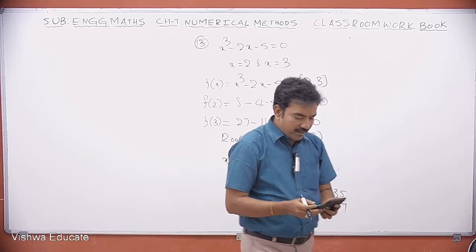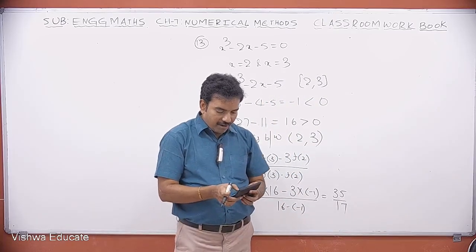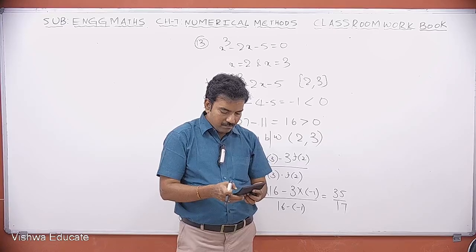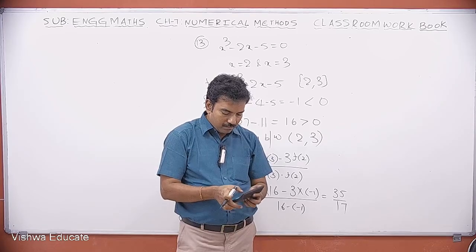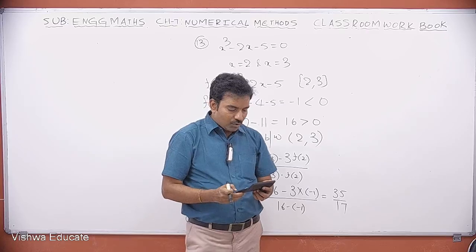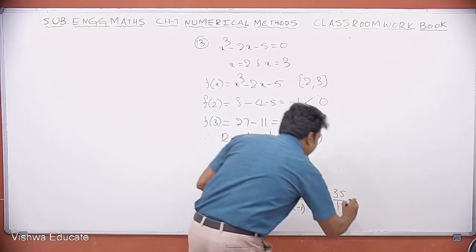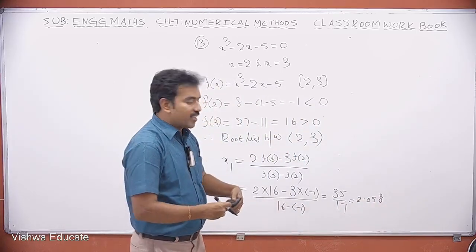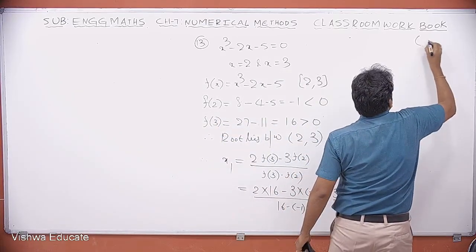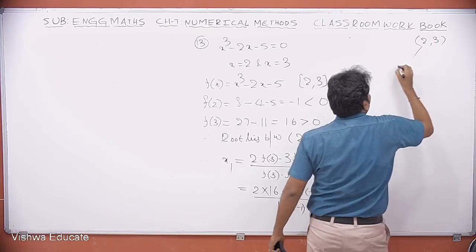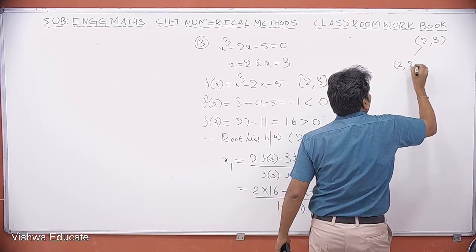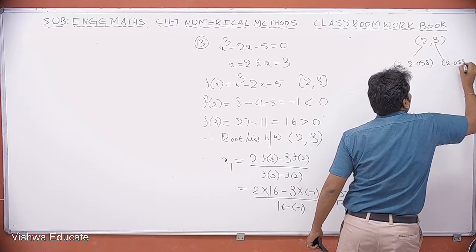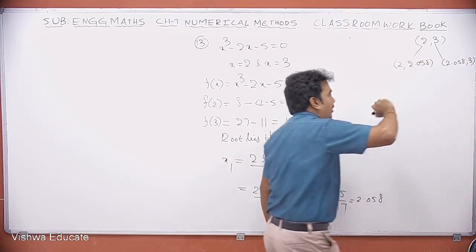Now let us simplify this. So it is 35 divided by 17, so it is 2.058. Let us divide this interval. So the interval is (2, 3). So the root may belong to the first subinterval, that is (2, 2.058), or the open interval (2.058, 3).